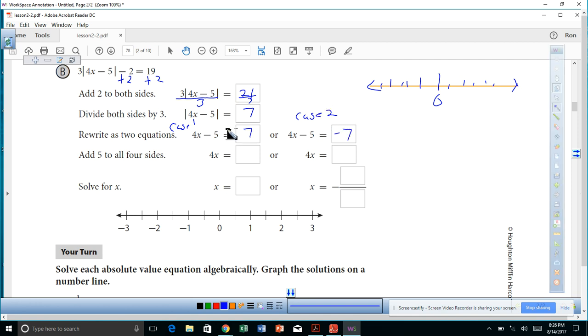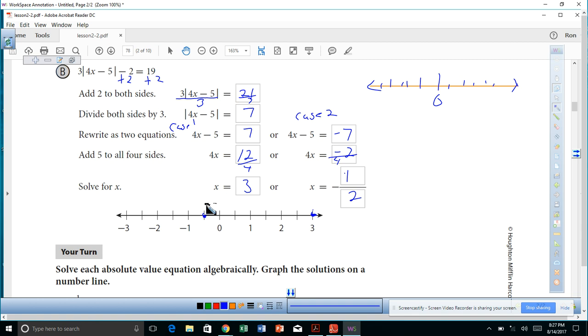Add 5 to both sides, and that's going to give you 4x equals 12. Add 5 to both sides, and that will give you 4x equals negative 2. Divide both sides by 4, that's going to give you x equals 3. Here we'll divide by 4, and we get x equals negative 1/2. So let's find 3. It's right here. And negative 1/2 is right there.